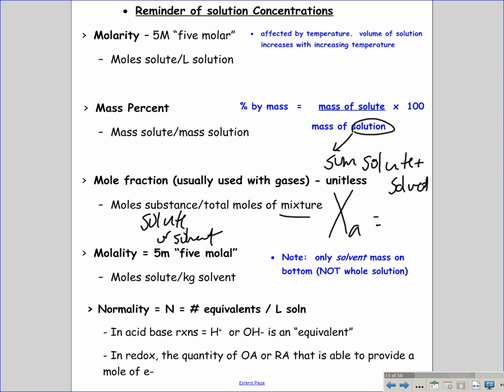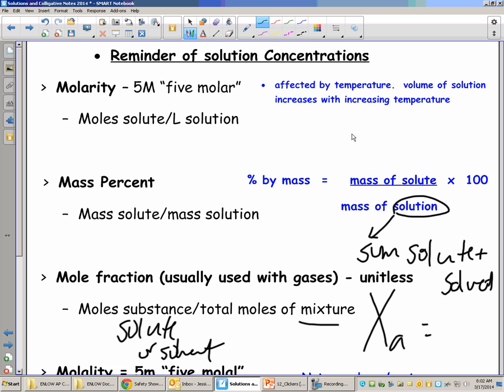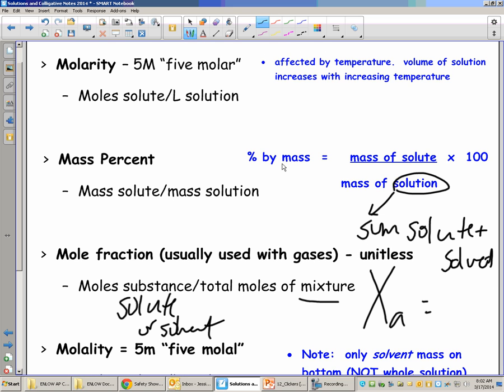Molality. Let's scroll down. Oh. This thing is real funky, guys. I apologize. I have to be going like this. It's being weird and stuff.